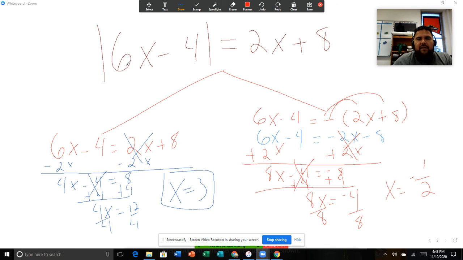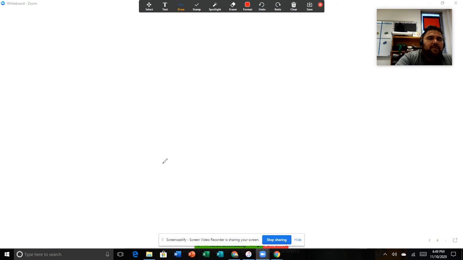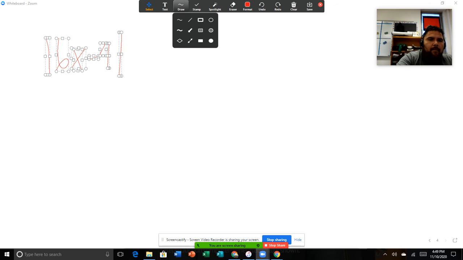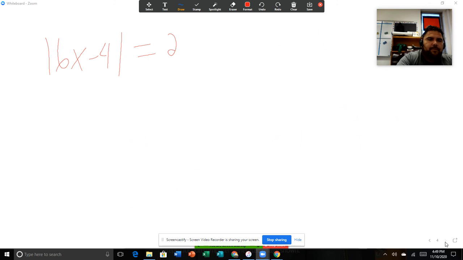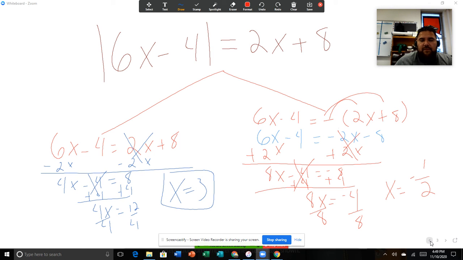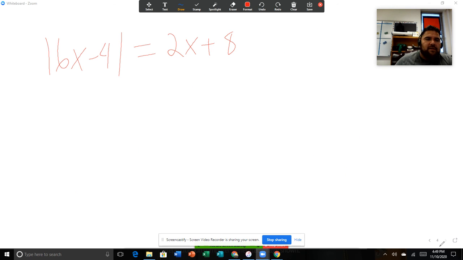Okay, so what we would do in this situation, again, we plug these values in. We plug them in for x. So the absolute value of 6x minus 4 equals, what was it, 2x plus 8, right? Yeah, 2x plus 8. And I had my two possible solutions, x equals 3, x equals negative 1/2.